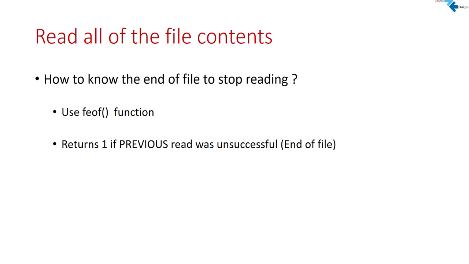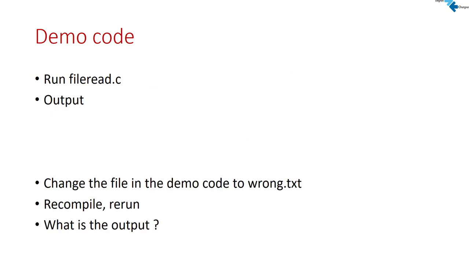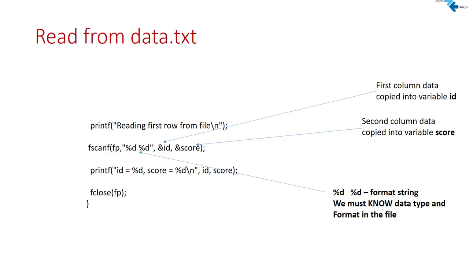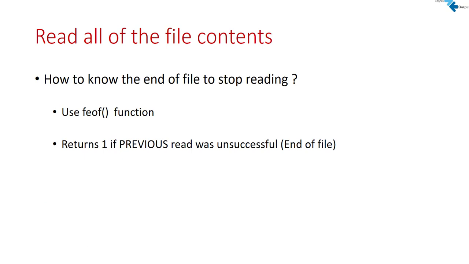How do I know that? By using a function called feof. Let me just point to it here. Yes, here is the pointer. So I'm going here to have the end of file function. What is this function doing? Every time you are not at the end of the file, it returns 0. Once you are at the end of the file, it returns a non-zero value.